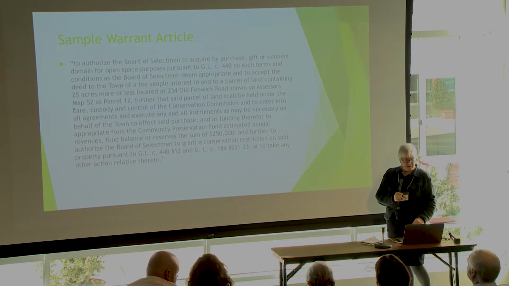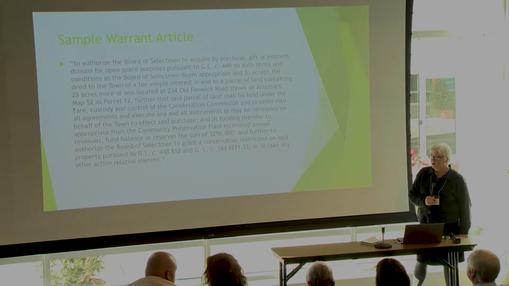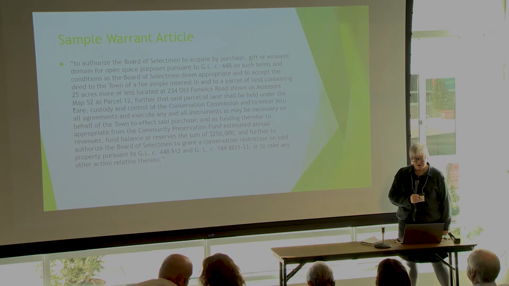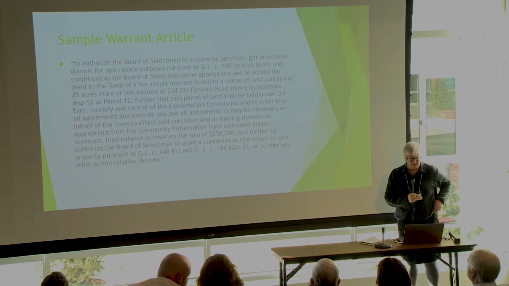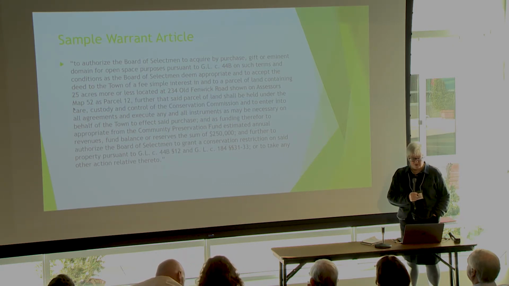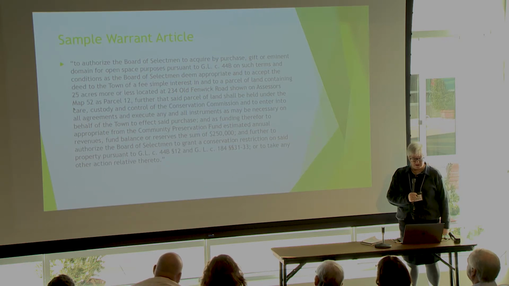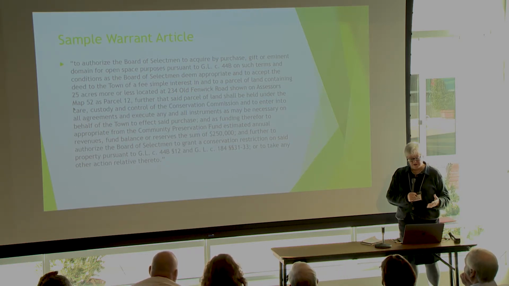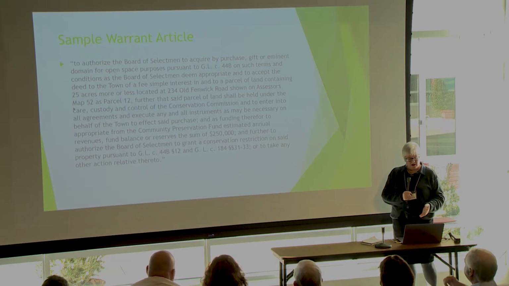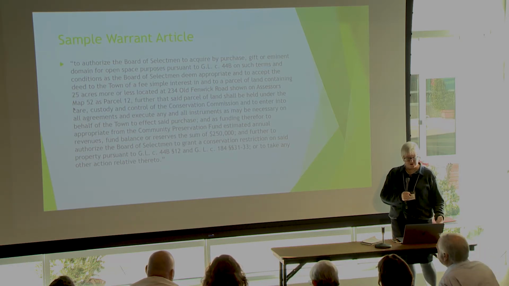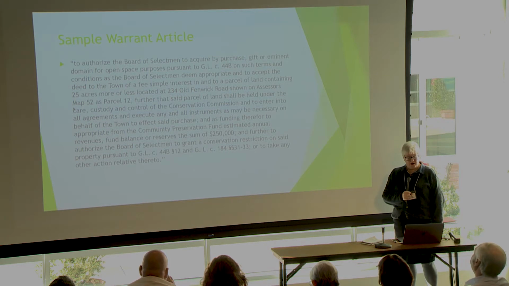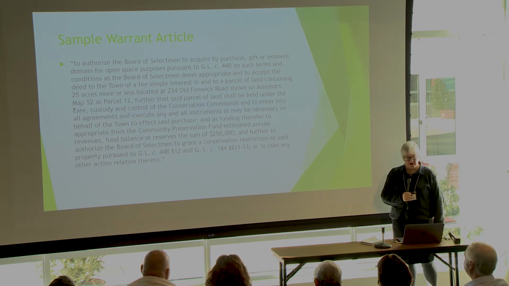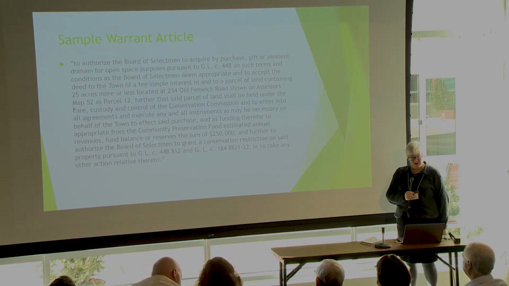So this is an example of what a warrant article would look like for the acquisition of open space under Chapter 44B, the Community Preservation Act. And we like to make sure that it's going to be a fee simple. As I said, it's 25 acres. We're describing the land. And further, that it's held under the care, custody, and control of the Conservation Commission.